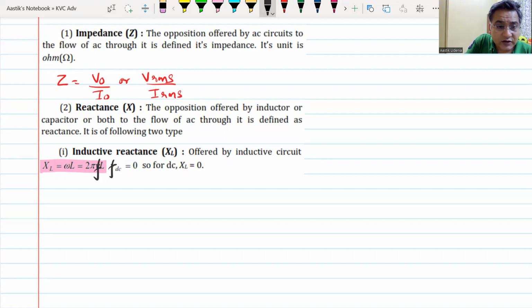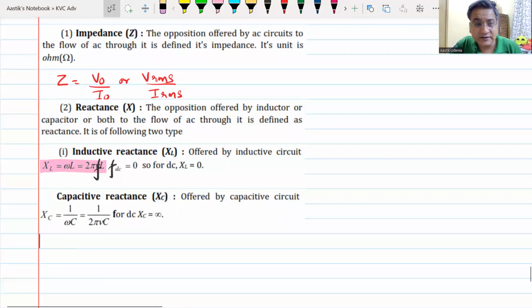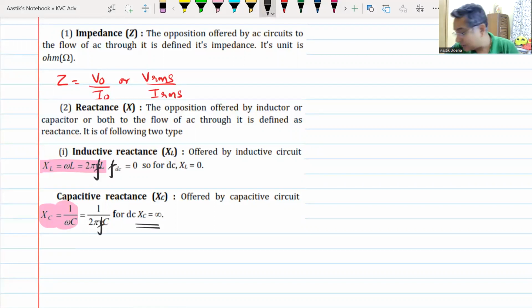If there is something known as inductive reactance, then there would be something which is known as capacitive reactance. Capacitive reactance is the opposition offered by capacitor to electric current. It is given by the formula 1 by omega C or 1 by 2 pi f C. You can see for DC circuit, the opposition is infinite, and therefore at time t equal to infinity, it behaves as open circuit. Do we understand this? Yes, sir. Everyone gets this?